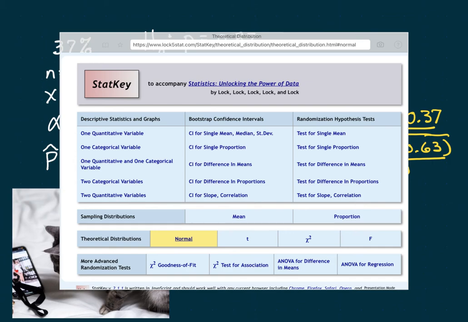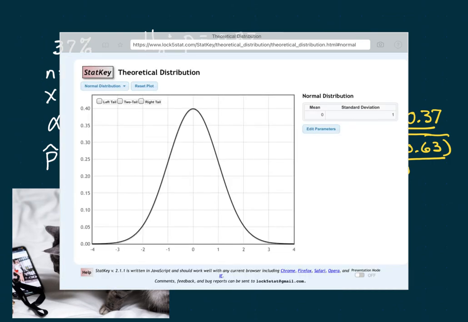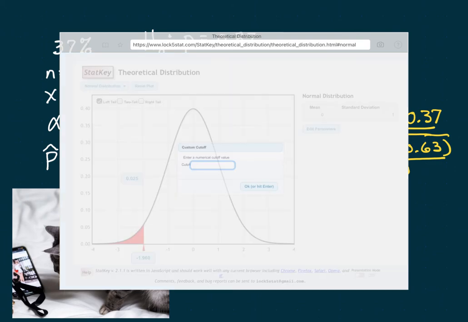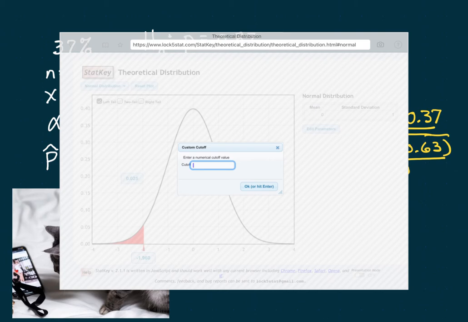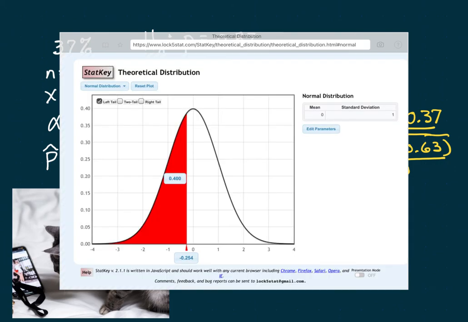Let's go to the normal distribution. We will be performing a left-tailed test because the vet thought that the proportion would be lower than what had been previously reported. Now we need to change the cutoff value. The cutoff has to match our test value, and that is negative 0.254. Hit OK, and there's our p-value.